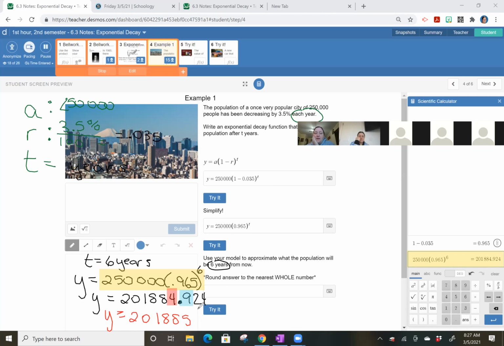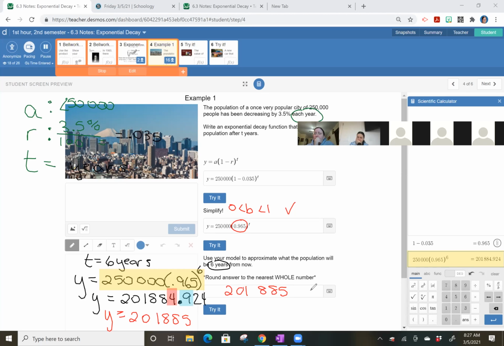So this population is decreasing. There's a couple of ways that you can look at this. All right, my B is between 0 and 1, so we know we're on the right track. We started with 250,000 people, and now we have 201,885. Is that a smaller number or a bigger number than our original?